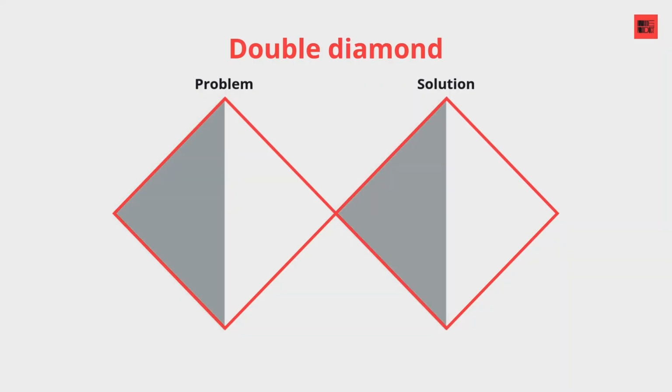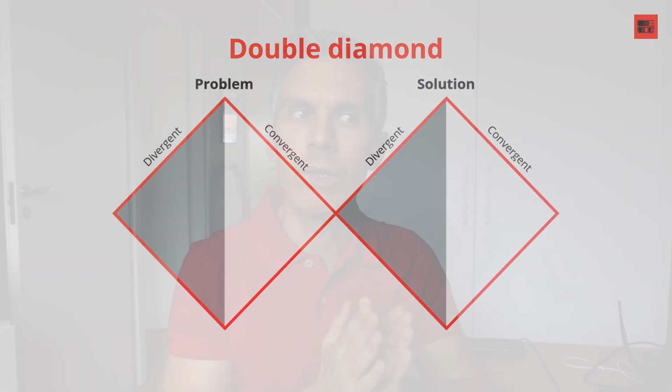And in order to do this, it divides each of these diamonds in two stages, one that is divergent and one that is convergent. The idea with this divergence is that you want to promote brainstorming, you want to promote exploring, researching. And with the convergence, what you want to do is out of all the ideas that you get, you want to narrow them down and scope them down.